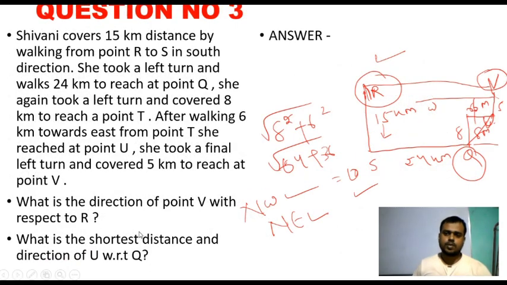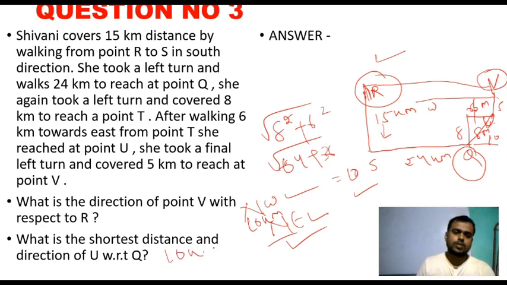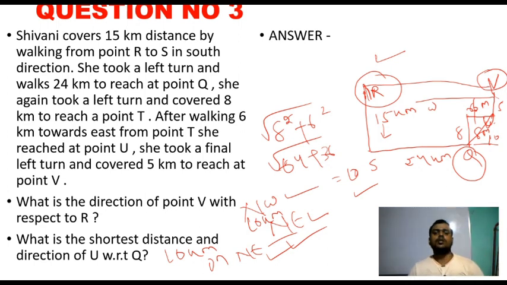Now this is 10, so the answer is 10. That means the answer is 10 km in the northeast direction. This is the answer. So I hope you clearly understood these 3 questions.